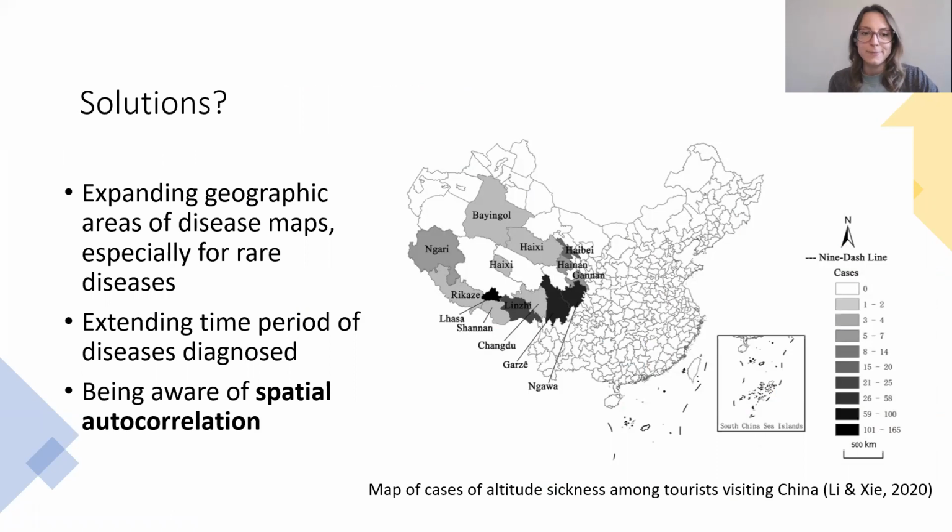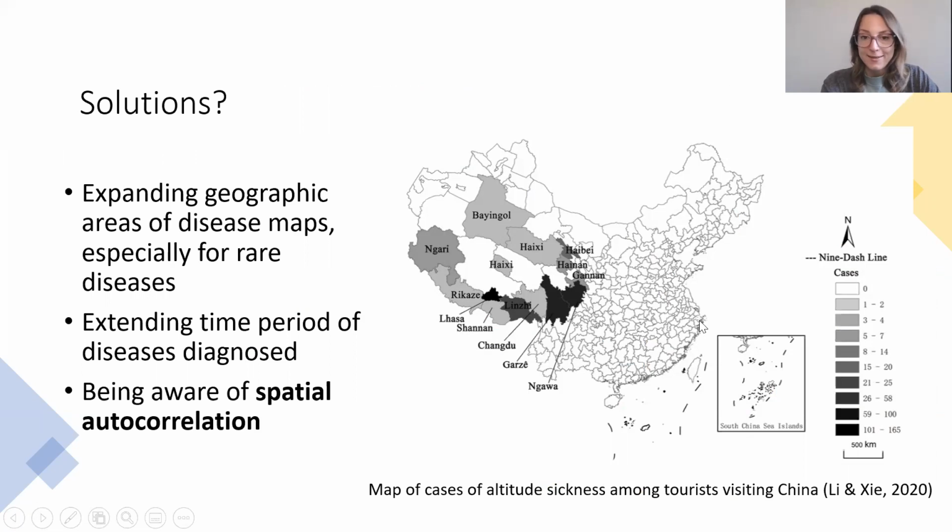But another issue to be aware of here would be spatial autocorrelation. So what is that? Well, you might notice on this particular map of China, this is a map of the cases of altitude sickness among tourists.